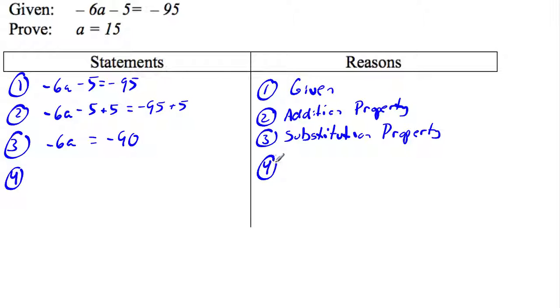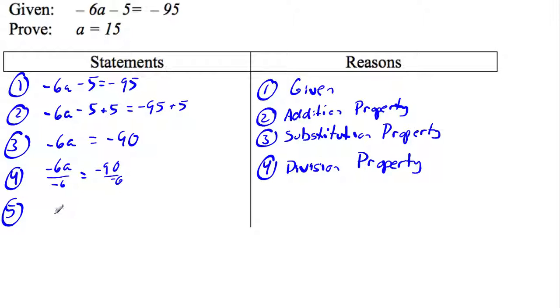Number 4, if I want to get a by itself, I would divide both sides by negative 6. And I can do that to both sides of an equation because of the division property. And finally, what is negative 6 divided by negative 6? It's 1. And negative 90 divided by negative 6 is 15.